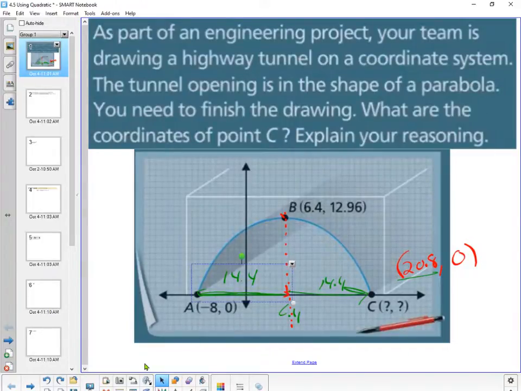Okay, so we're looking for zeros, and these are going to be zeros for the x, because technically we also have a 0 and it's a y-intercept, but we don't really call it that.